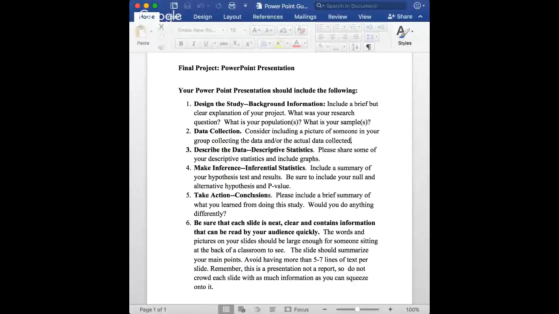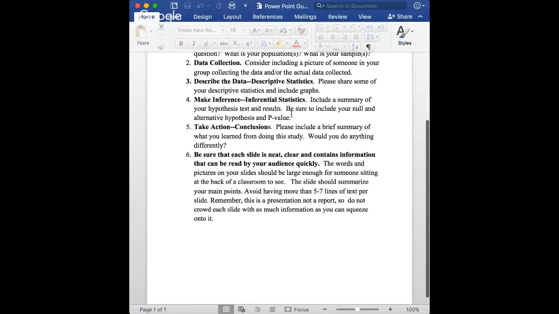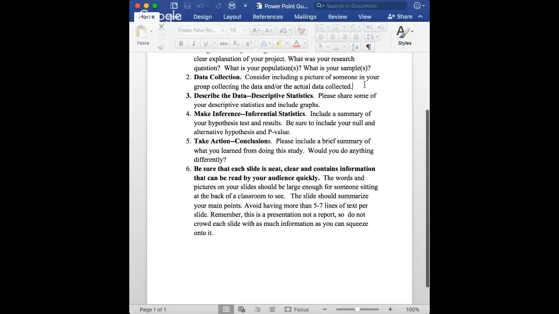The data collection: a picture of someone in your group collecting the data or the actual data collected. That's still on the Google Docs, right? Yeah, and you can share your screen with me so I can read it with you. Yes, 1 second. Is it working? Okay, cool. So then I could just do a screenshot of our data and put that on there. Okay. And then describe the data.